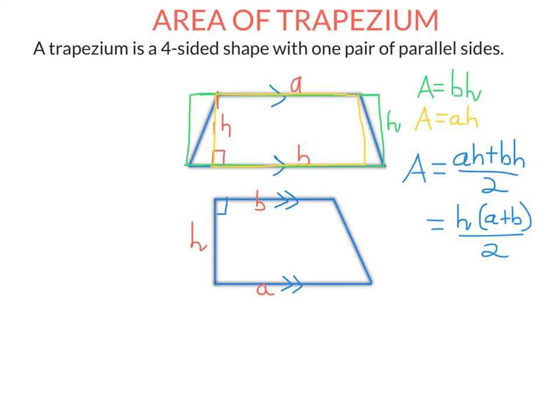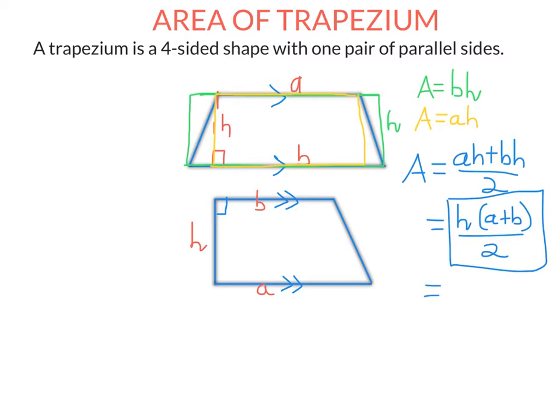This is the formula for the area of a trapezium. It's the perpendicular height times by the sum of the two parallel sides, and then you divide by 2. And the way we got that, it's halfway between the big rectangle and the small rectangle.